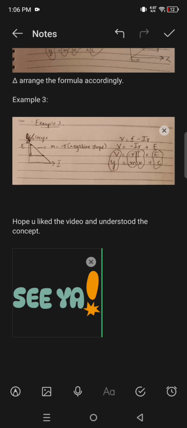Okay. Making the triangle is very important. Labeling axes is really very important. Remember all of these things. I hope you have taken the notes. I hope you liked the video and understood the concept as well.